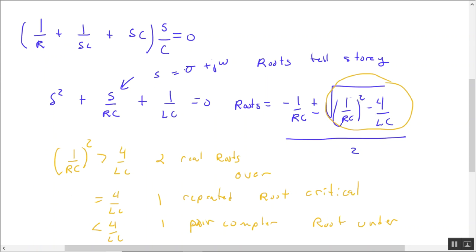So if 1 over RC squared is bigger than 4 over LC, I'm going to get plus or minus 2 real numbers, and I will get 2 real roots. That's overdamped. That's just the definition. Now, if these two are equal, I get plus or minus 0, but there are 2 roots there. They just happen to be the same thing. And that's critically damped. But now, if this is less than this, well, that negative sign is going to give me a complex number. And you should just know that anything with a complex in it tends to oscillate, right? So that would be underdamped.